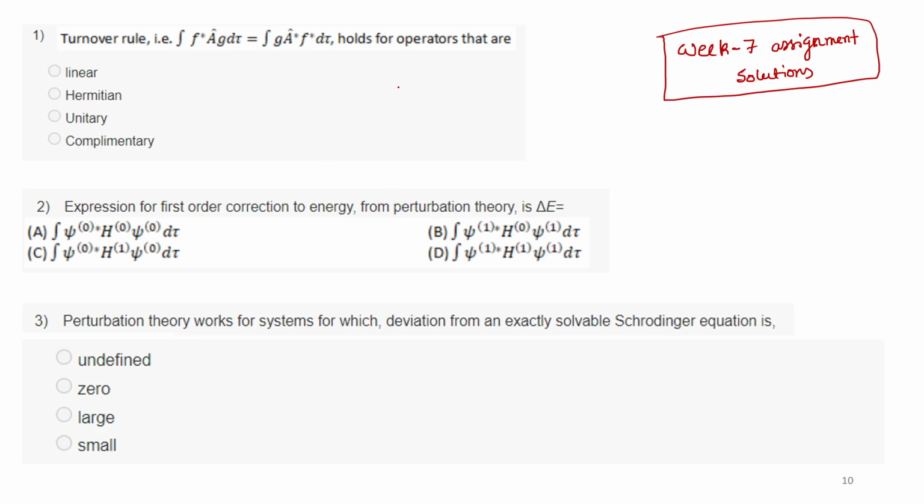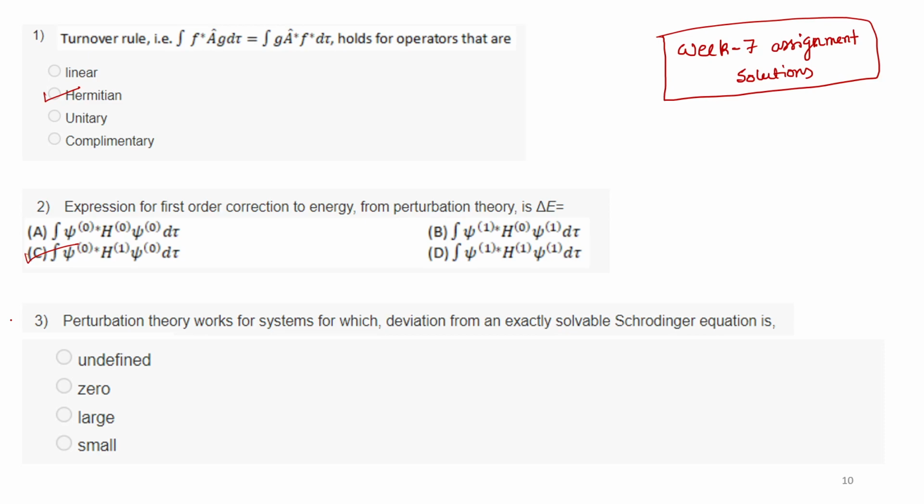So the turnover rule, you have already written, no? That holds only for operators that are Hermitian, right? For others it will not happen. Then again, the expression for the first order correction to the energy from perturbation theory is delta E. Then how much is that? Which will be the expression of the first order correction? We have shown you that both will be 0 and the first order correction would be there, so C is the only correct option.